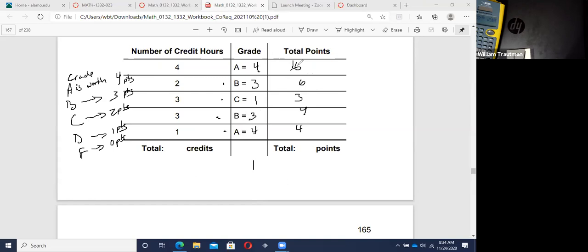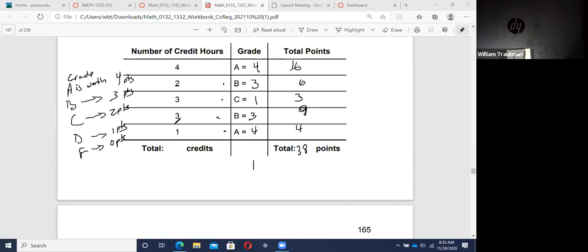If I add them all up, 16 plus 6 is 22, plus 3 is 25, plus 9 is 34, plus 4 is 38 points total. Let me add these up again. That didn't add up right. 22 and 3 is 25. Yeah, no, that adds up to 38 points.